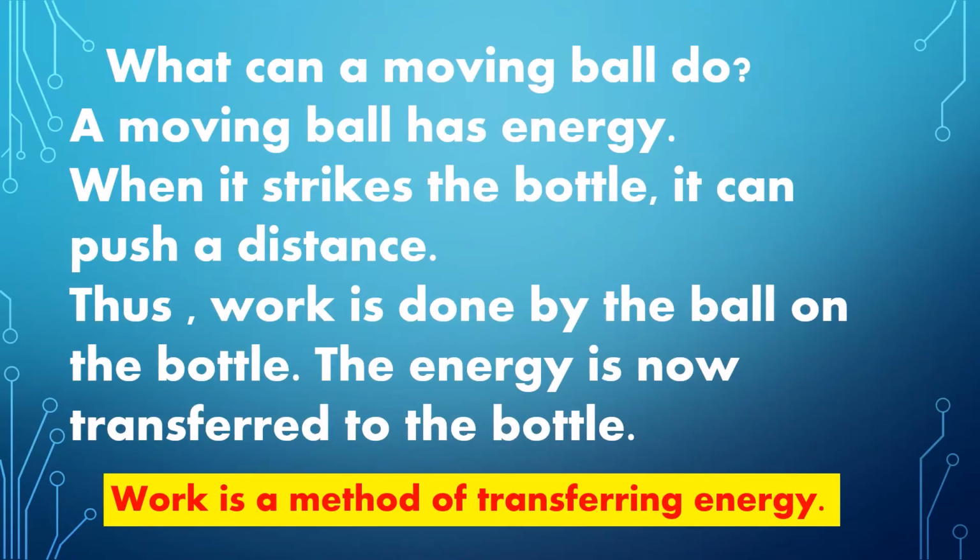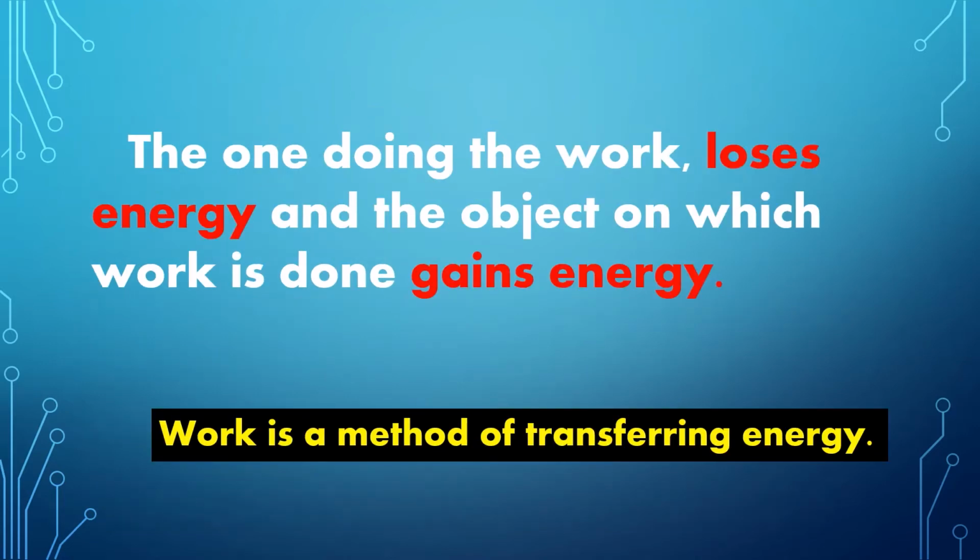So what can a moving ball do? A moving ball has energy. When it strikes the bottle, it can push it a distance. Thus, work is done by the ball on the bottle. So the energy is now transferred to the bottle. We can also say that work is a method of transferring energy. The one doing the work loses energy, and the object on which the work is done gains energy. This is why work is a method of transferring energy.